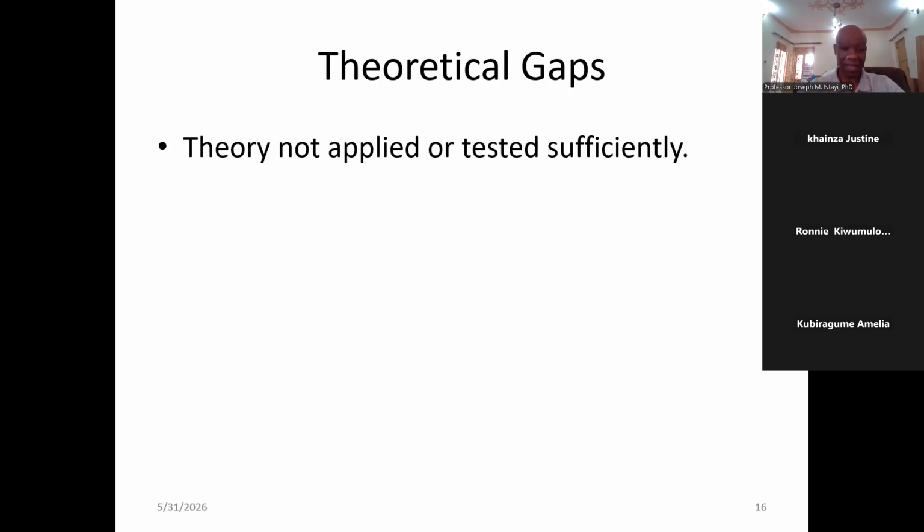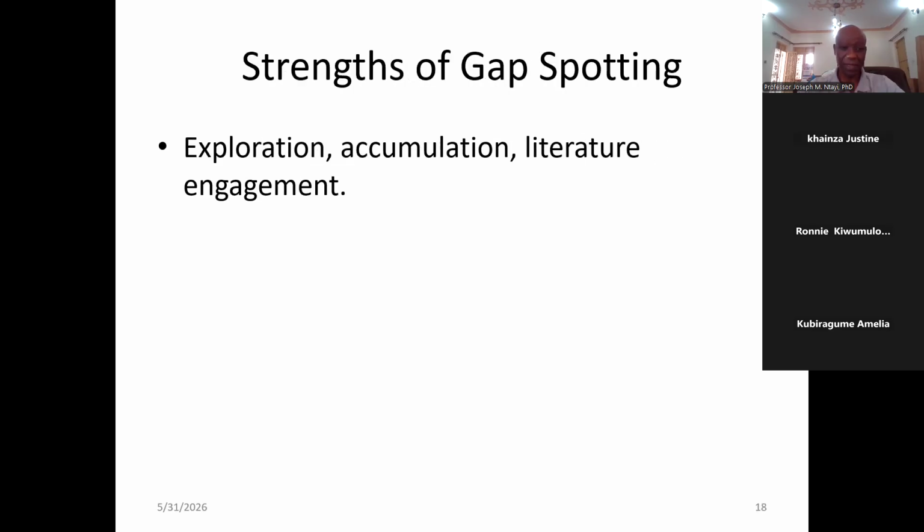ladies and gentlemen. Again, we went through the strengths of gap spotting in terms of identifying and exploring the areas, supporting knowledge accumulation, as you can see, and helping early researchers to have a starting point and undertake research in that particular area, and also encouraging literature engagement, because researchers must review existing knowledge carefully so that they are able to add knowledge to the existing body of knowledge. And I think that will, in our today's lecture, be more or less the concluding aspect when we go to problematization.